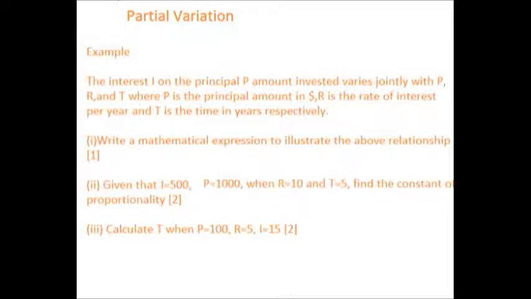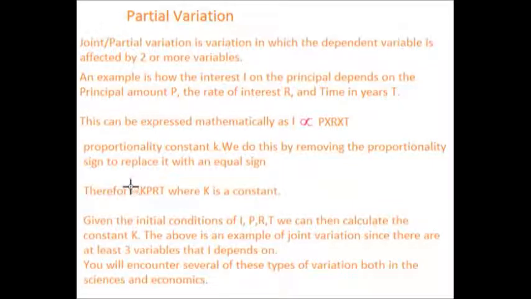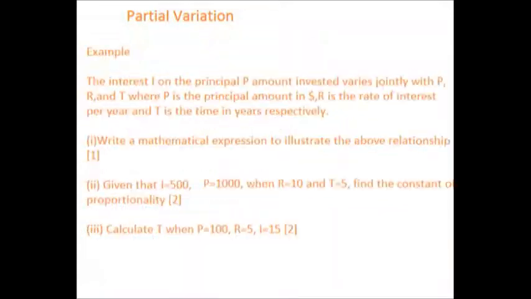And make sure your final expression incorporates the equal sign and the K. And then the next part of the question says, given that I is equal to 500 when P is equal to 1000 and R is equal to 10 and T is equal to 5, find the constant of proportionality. Okay, and that will be 2 marks. So you can try and work that out.